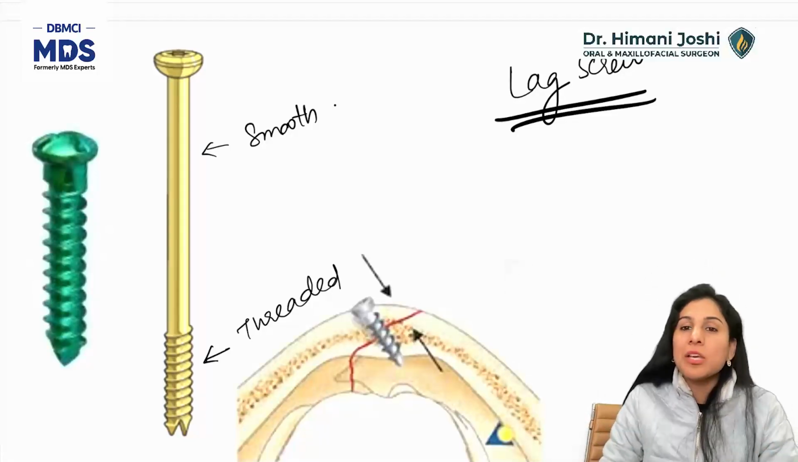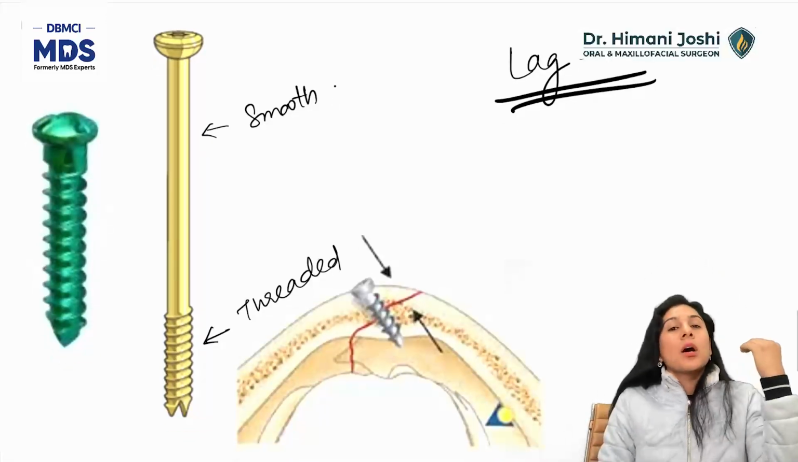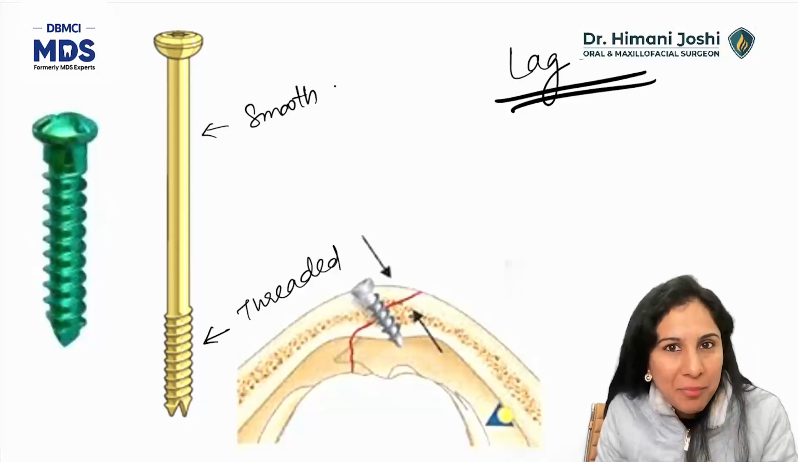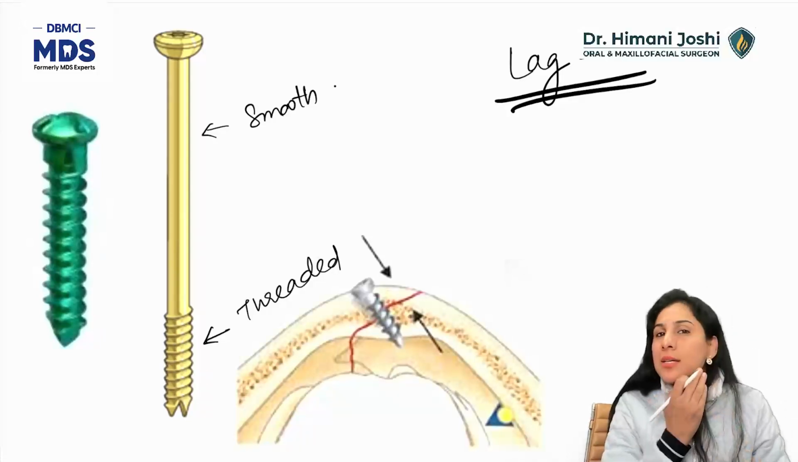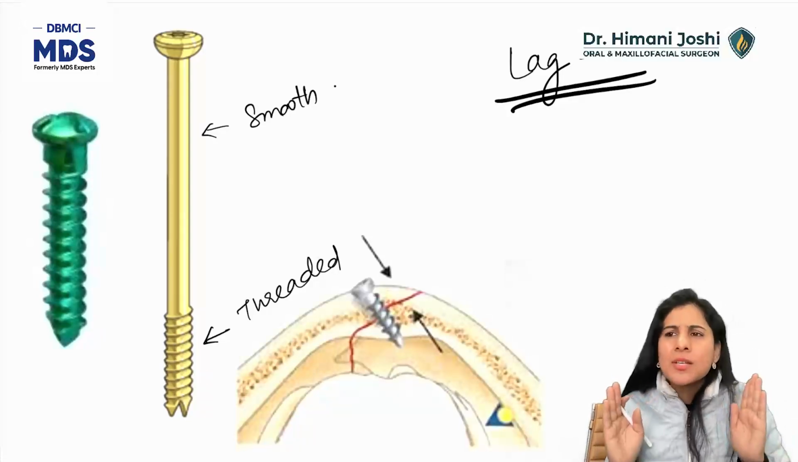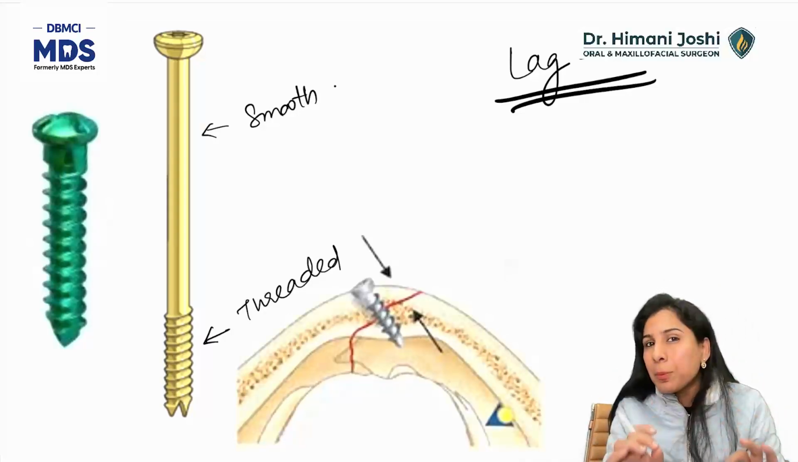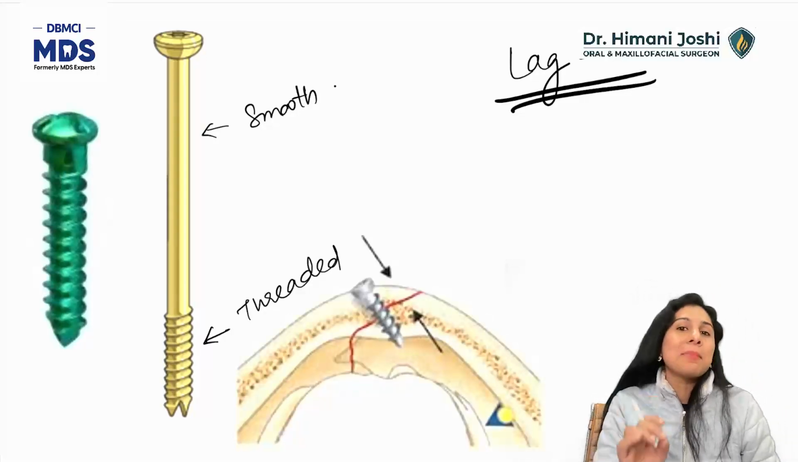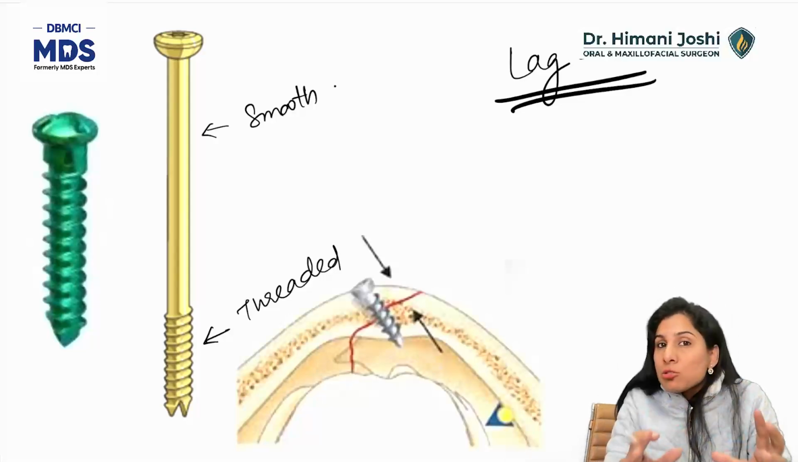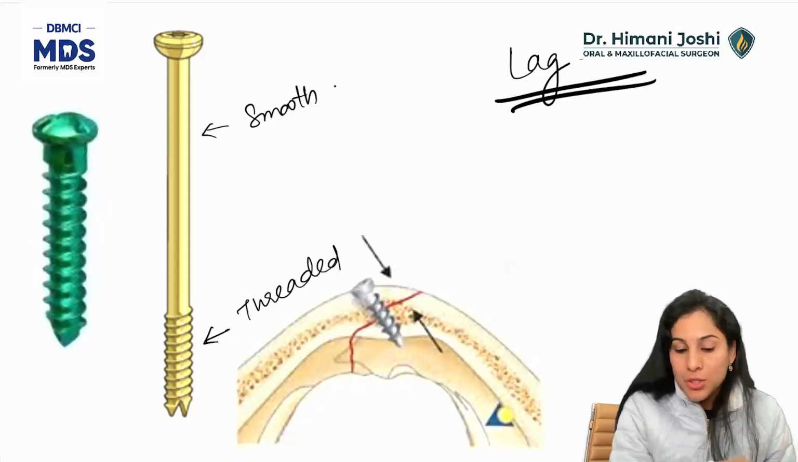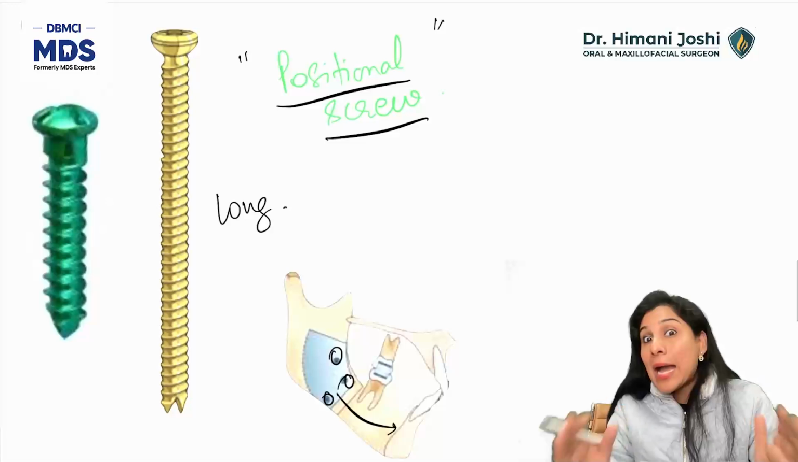Usually we use lag screws in the oblique fractures of the symphysis of the mandible, in the anterior mandible, that is symphysial, parasymphysial fractures, which are anterior to the mental foramen, and oblique fractures. That is a typical use of a lag screw in the maxillofacial region. Now you can also use the positional screw, which is this screw, in a lag screw fashion.